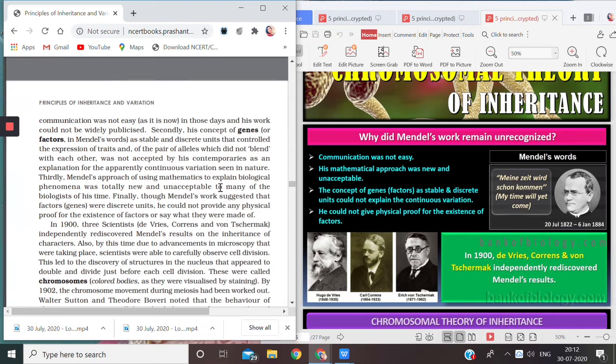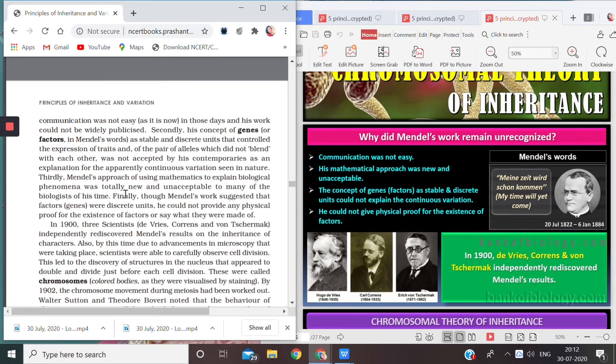So yes, the things were unacceptable. What was unacceptable? The use of mathematical calculations in biology. So that was also a reason. You see, his mathematical approach was new and unacceptable.